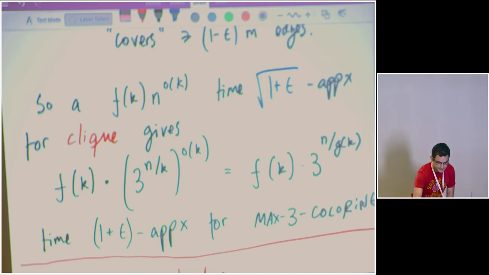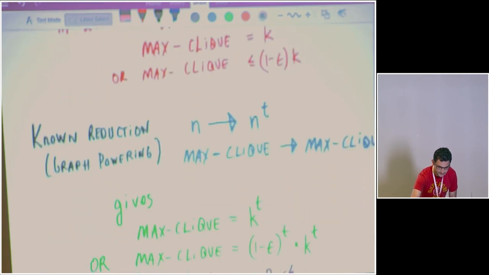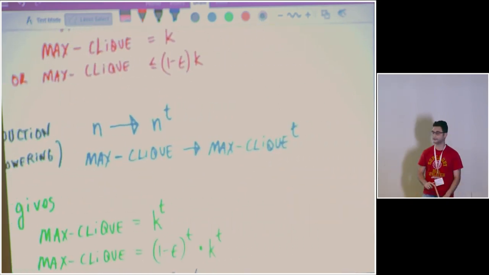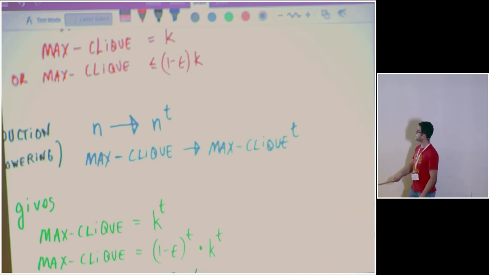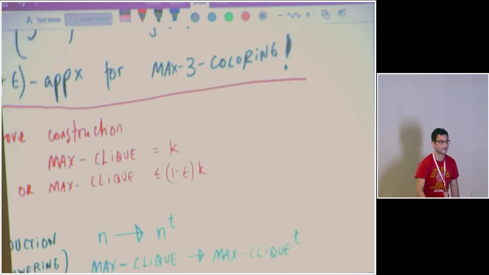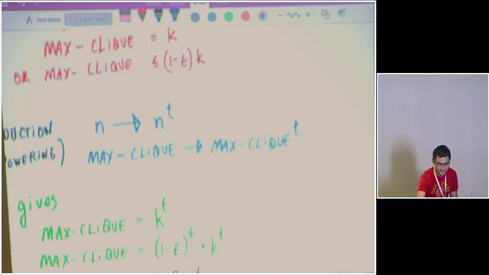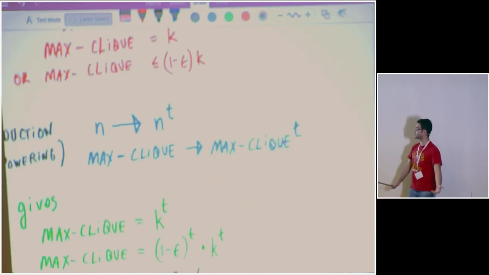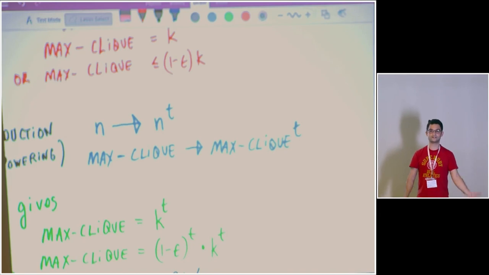So in particular, there is a construction that, given an n vertex graph, produces an n to the t vertex graph for any constant t, such that the max clique of the new graph is the original max clique to the power t. And now, because we know that either max clique was k or 1 minus epsilon k, now what we get is either k to the t or 1 minus epsilon to the t. We can now get an arbitrarily large gap between the yes and the no answers. So that's how you rule out any constant factor approximation in FPT time.